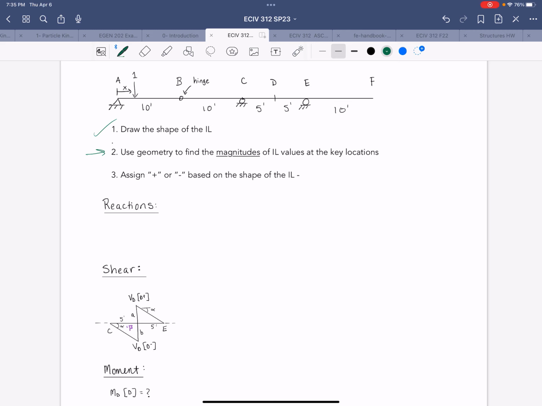So don't worry about signs, right? So emphasis on magnitudes. We're just going to find the magnitude, and then we'll assign plus or minus according to the shape of the influence line that we just drew. All right, so one thing to note here is that you always want to start at the location of interest.